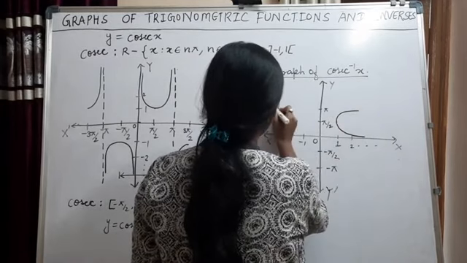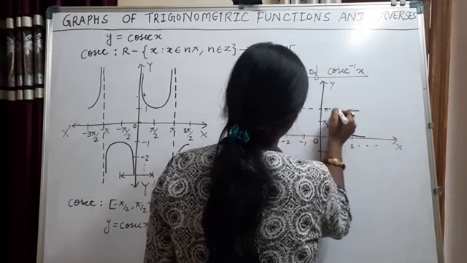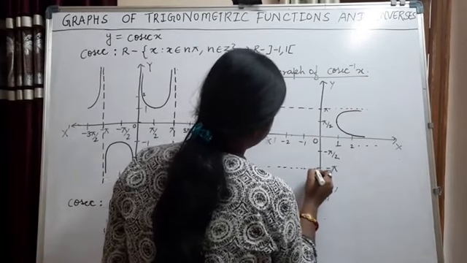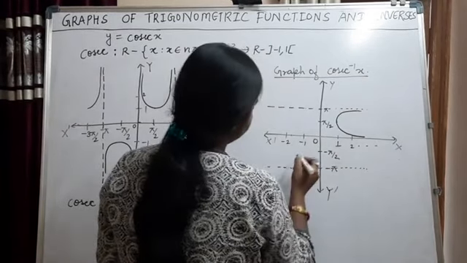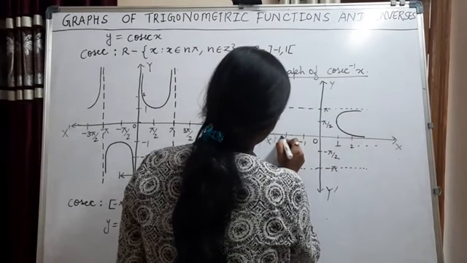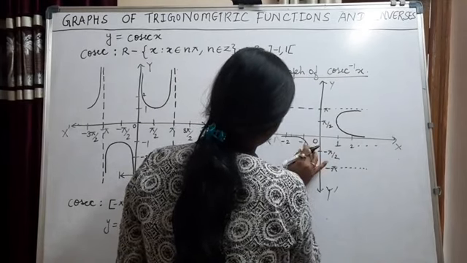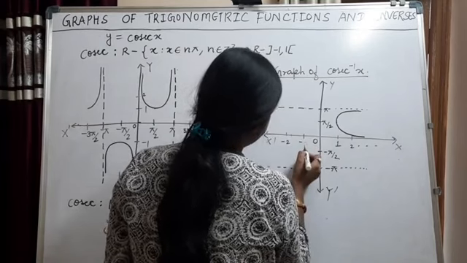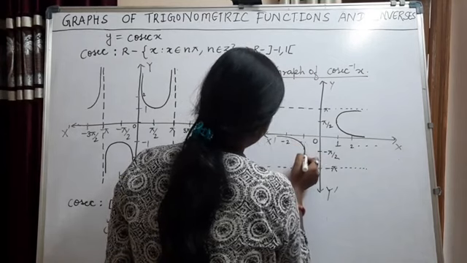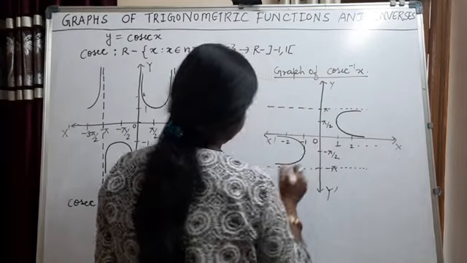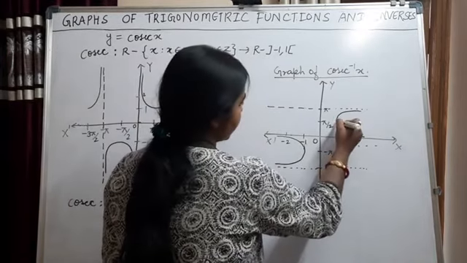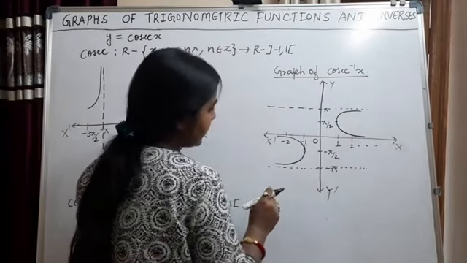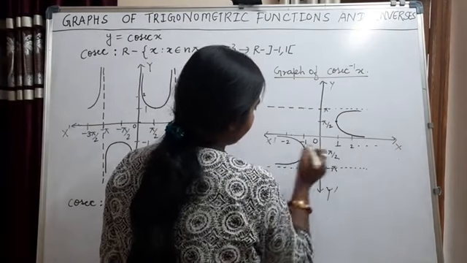And cosec pi is also infinity. So we'll draw a line which is parallel to the x-axis. Here also we have to draw. So the graph will be like that. This is minus 1. So cosec inverse 1 we are getting as pi by 2. Cosec inverse minus 1 we are getting as minus pi by 2.